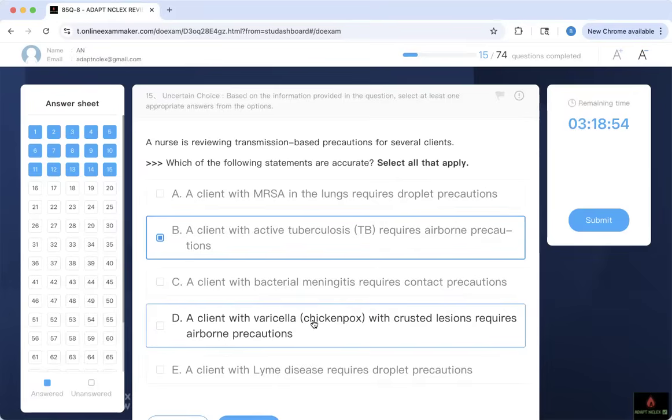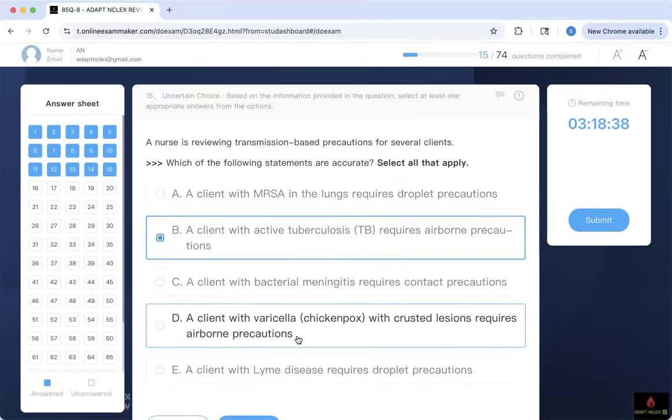Varicella is airborne and contact. But if you have crossed the lesion, you are what? Standard precaution. You are no more airborne. That's an NCLEX trap. Once again, NCLEX trap. Write that one down. That's the concept. This is what NCLEX wants you to take.